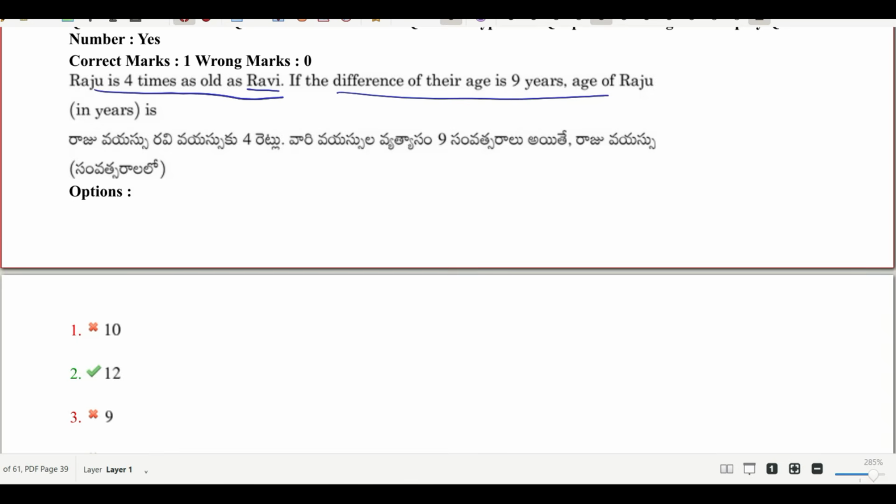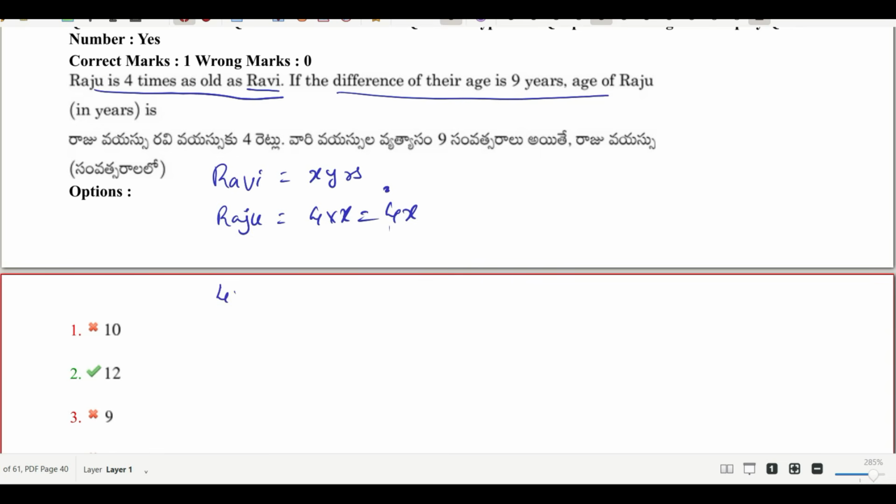Suppose I assume Ravi's age is X years. Now Raju's age becomes 4 times X, that is 4x years. And what else have we been given? We have been given the difference. Difference means greater minus smaller. Out of X and 4x, which is greater? 4x. So the difference between their ages, that means Raju's age minus Ravi's age, is equal to 9.